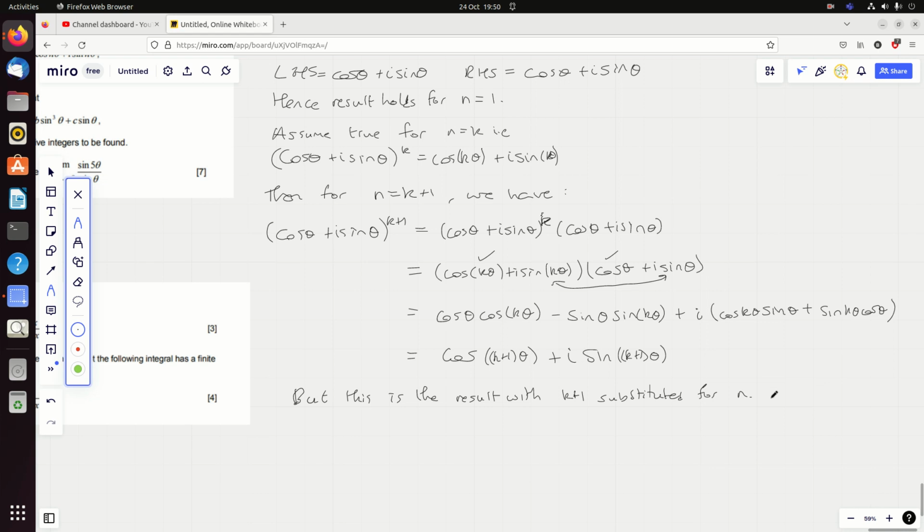So what have we established? Well, we've established truth for n equals k. Hence, if it's true for n equals k, and it was only assumed true, but if it's true for n equals k, it must be true for n equals k plus 1. It must also be true. In other words, if it's true for one term, it must be true for the next term. As it's true for n equals 1, it follows by induction that it's true for all positive integers.